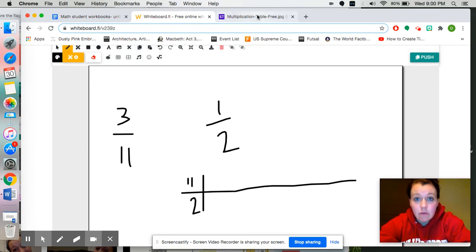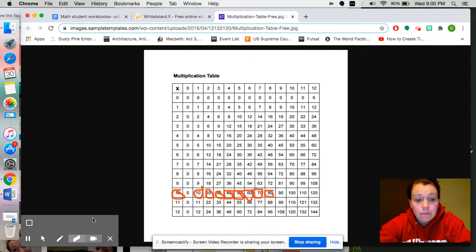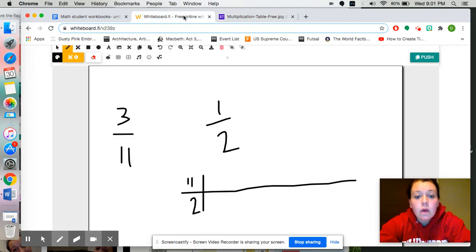If I don't know my 11s, I can go to the 11 row right here and just start listing factors of 11. So we've got 11, 22, 33, 44. I'm going to go over here and do the same thing: 11, 22, 33, 44.